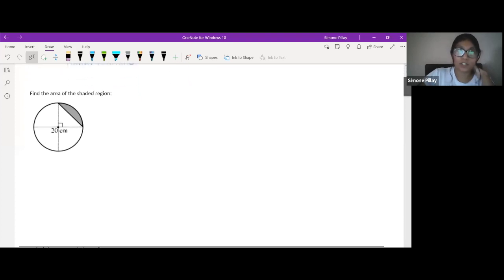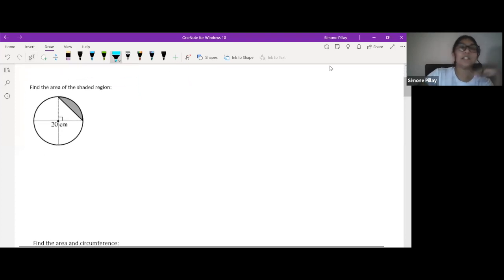Into our questions. Finding the area of my shaded region. Anybody want to help me?